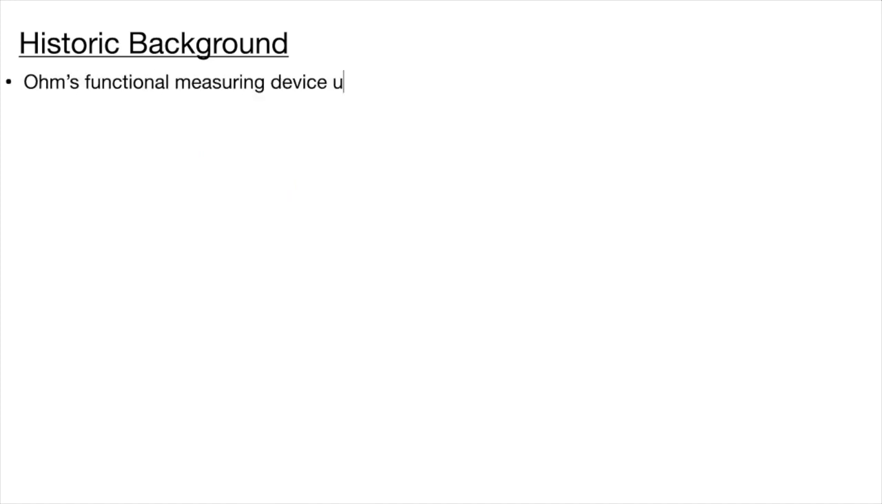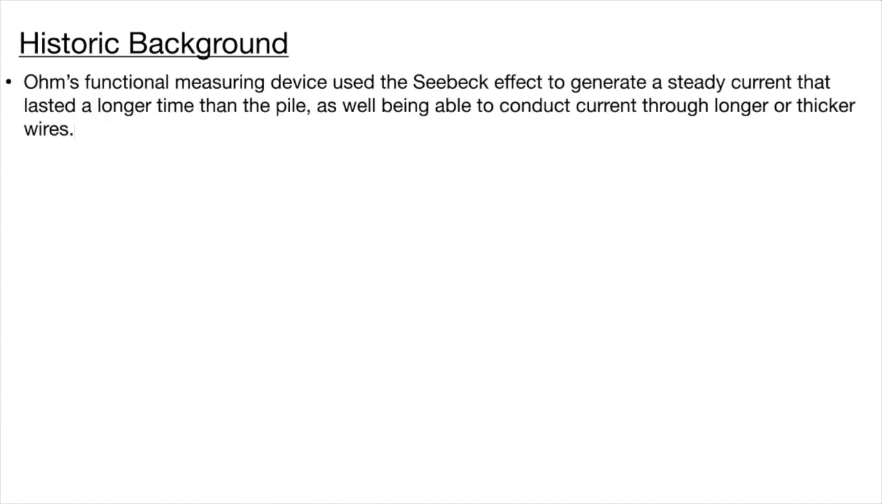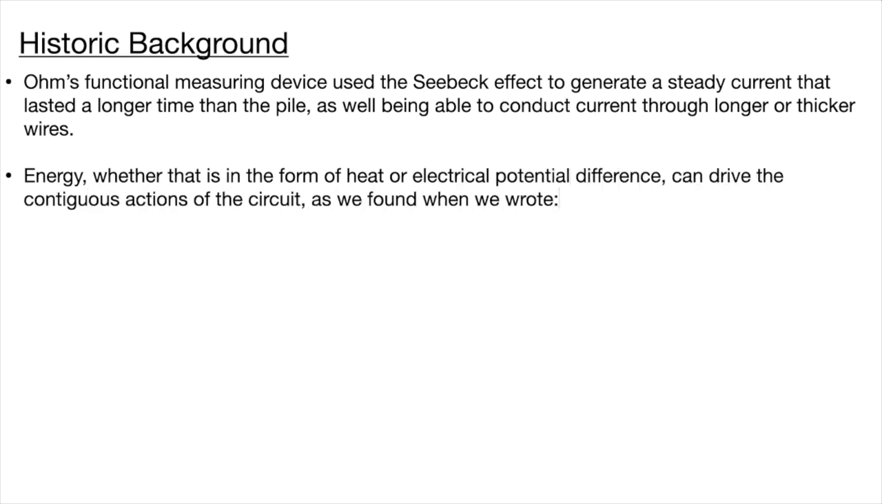Ohm's functional measuring device used the Seebeck effect to generate a steady current that lasted longer than the pile, as well as being able to conduct current through longer or thicker wires. Energy, whether that is in the form of heat or electrical potential difference, can drive the contiguous action of the circuit, as we found when we wrote V equals E over Q. The Seebeck effect uses hot and cold to generate electricity.